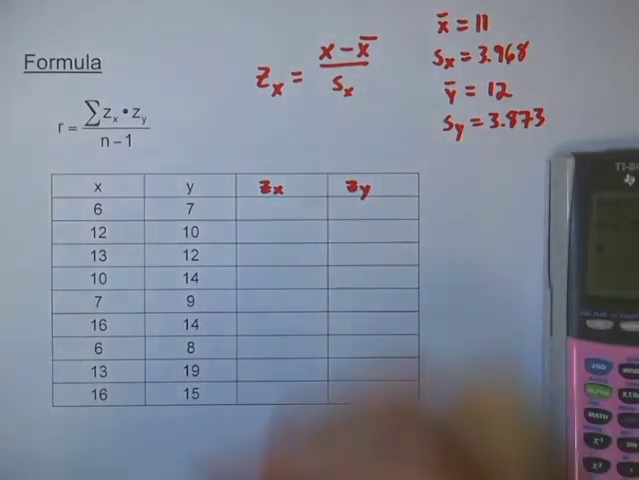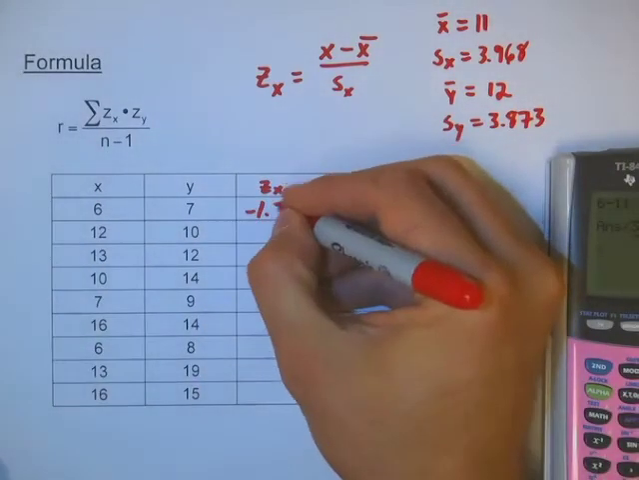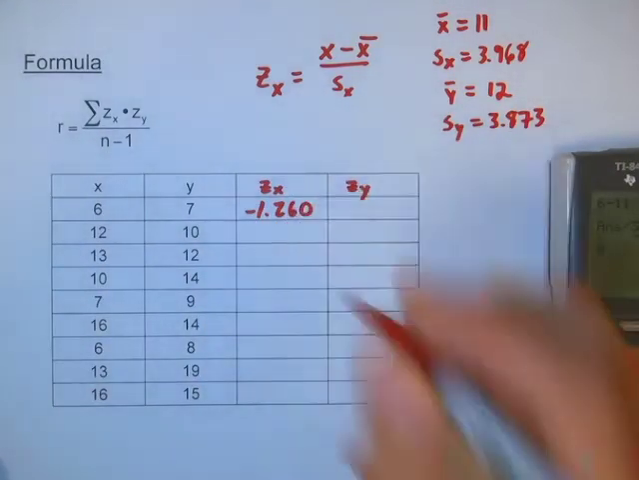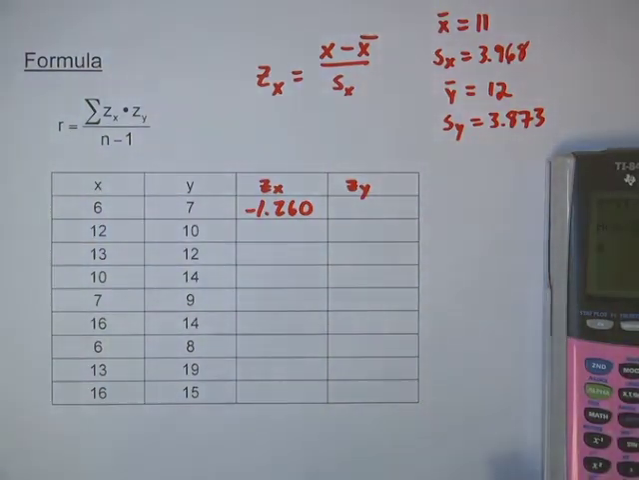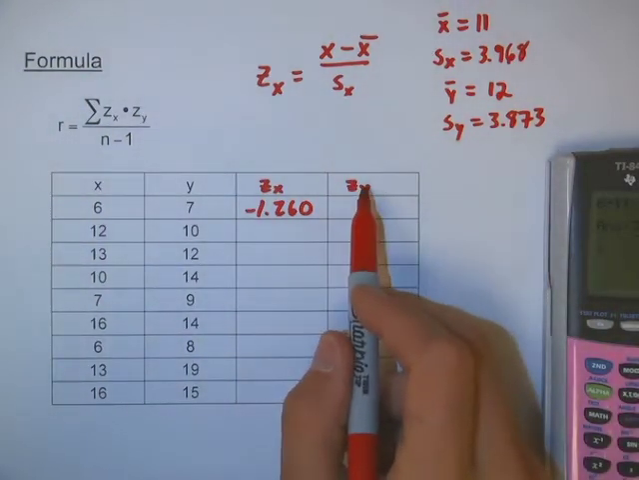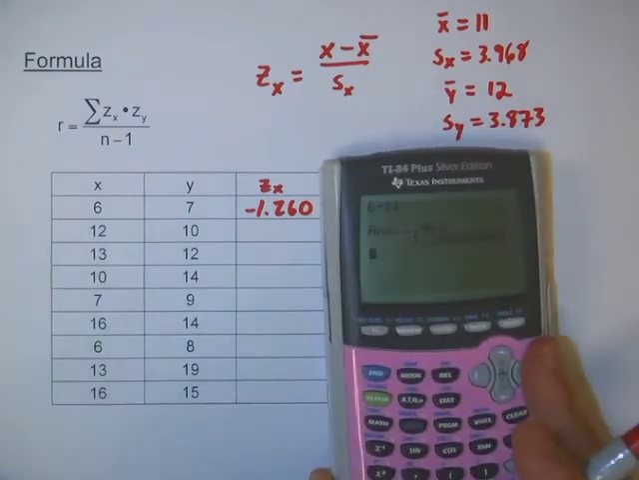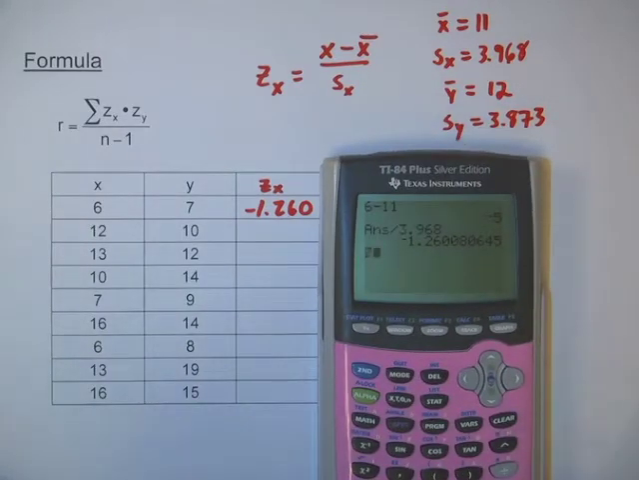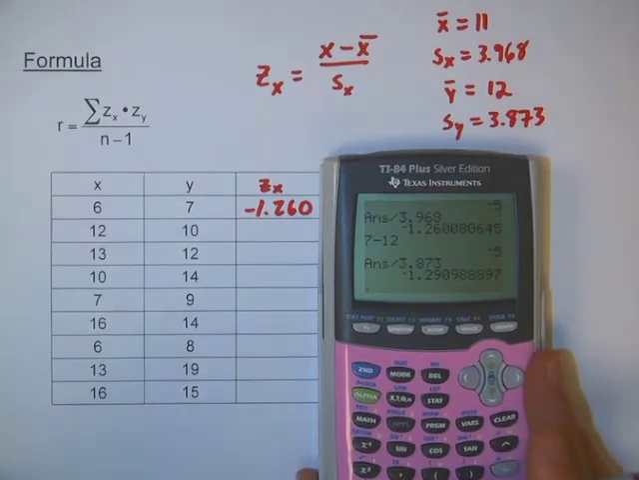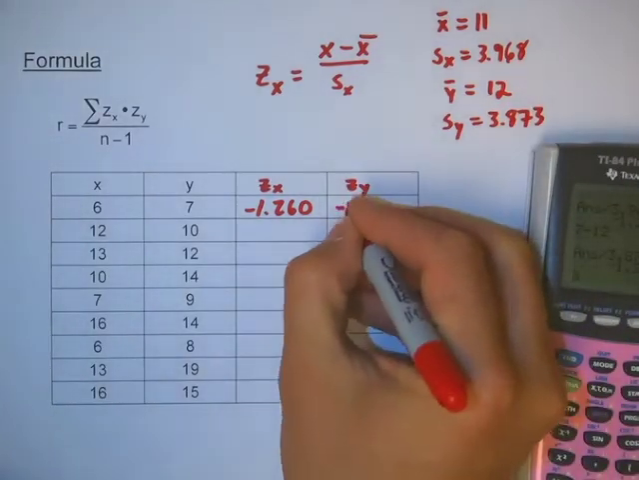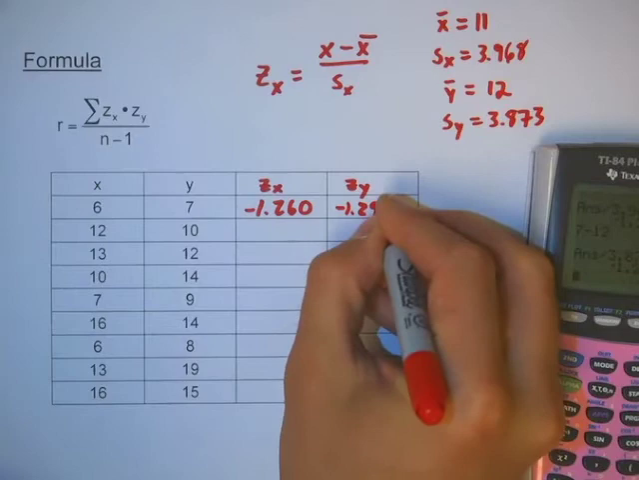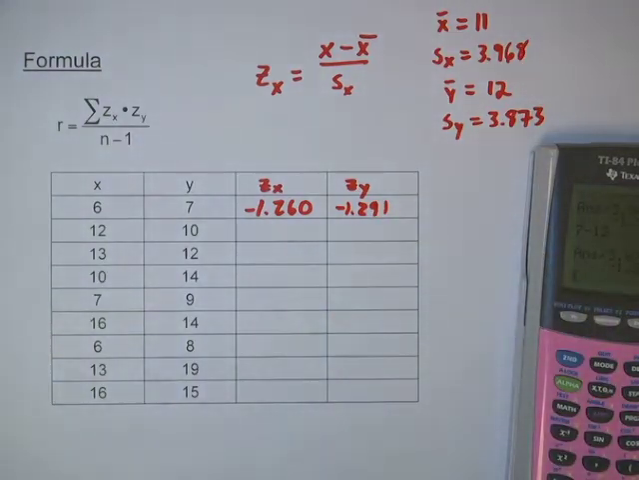1.260. Now if I wanted the z-score for my y value, I would need to do 7 minus the mean of y, which is 12, and divide by 3.873. And that's going to give me about negative 1.291. So I need to do that for all of my x and y values.